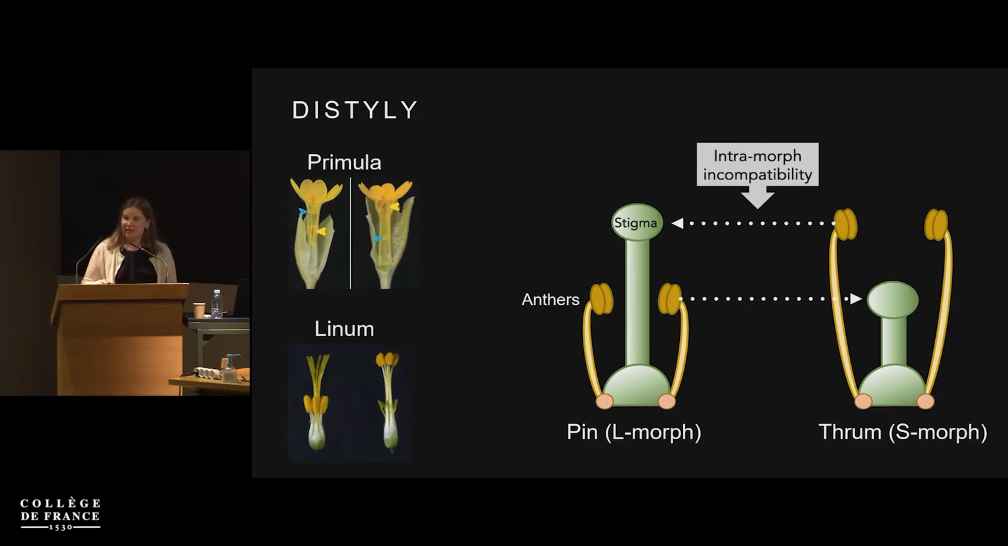Now, Distyly is an iconic example of phenotypic convergence. It has arisen independently many different times in flowering plant evolution. So here on the left-hand side, I'm just showing you 2 examples with pin and thrum flowers of Primula and Linum, and these species are diverged by about 100 million years and have independently evolved Distyly. So this suggests that selection for Distyly can be quite strong.